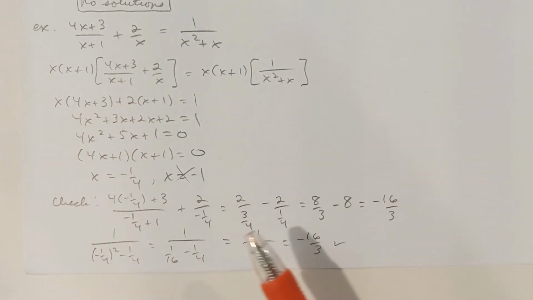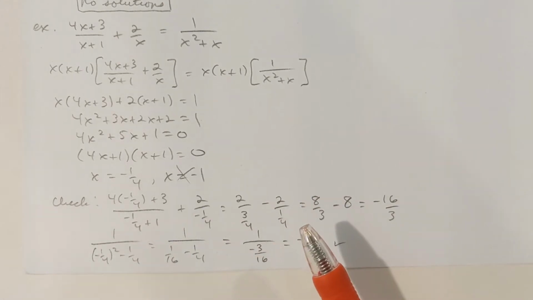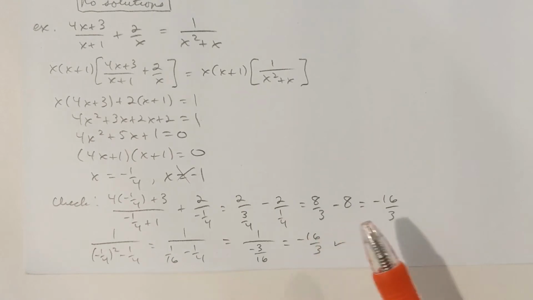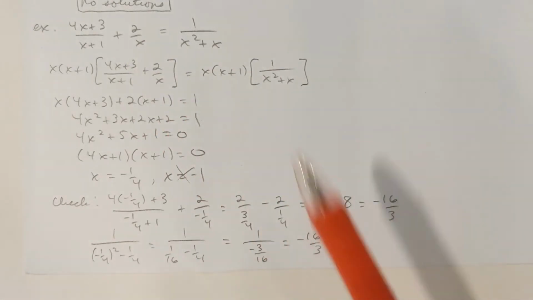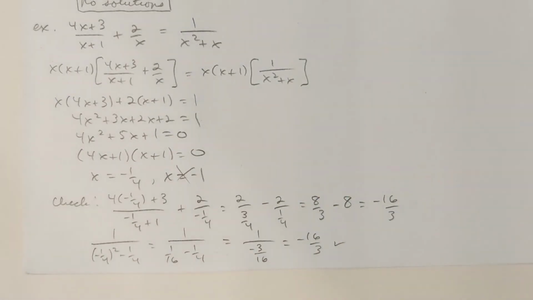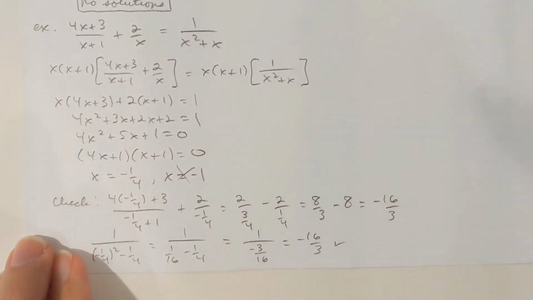Again, if you wanted to completely check to make sure that you're getting the same number on both sides, you could do that. I've done that here. Negative 16/3 equal negative 16/3 is true. You're getting that same number there on both sides. So x equal negative 1/4 is the only solution.